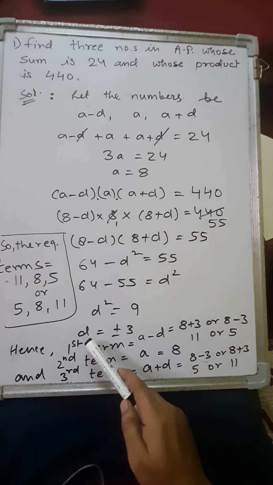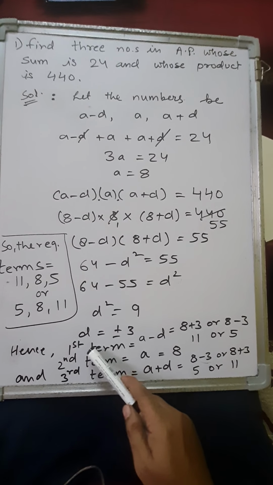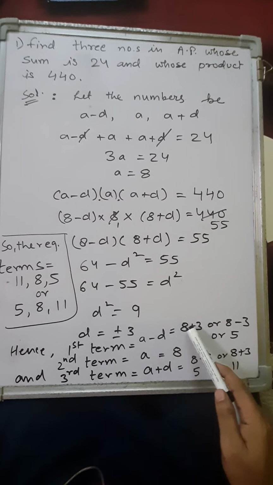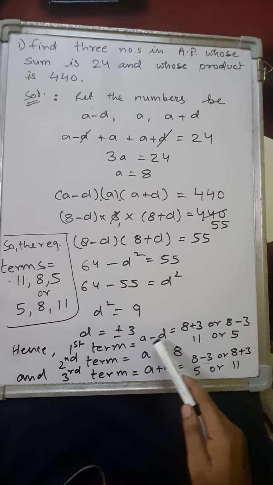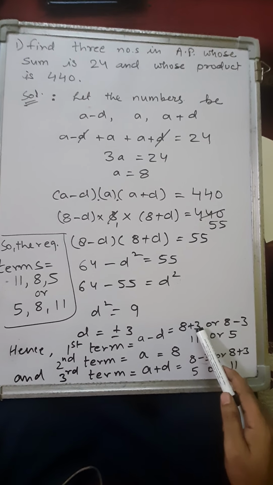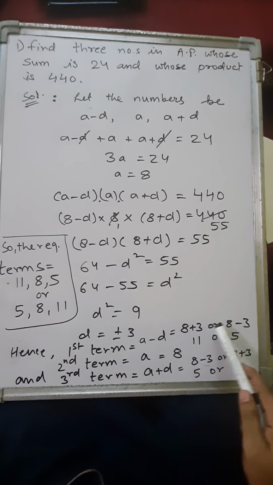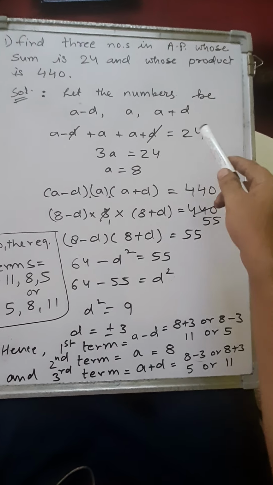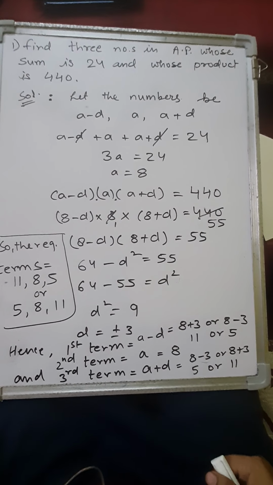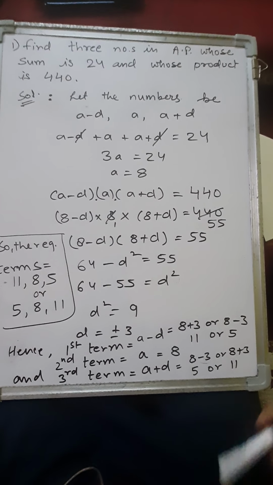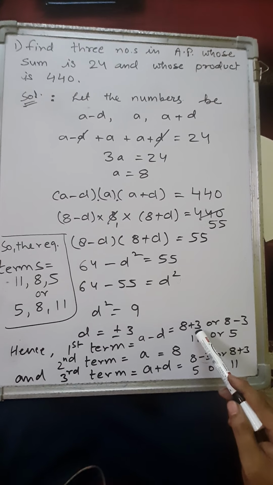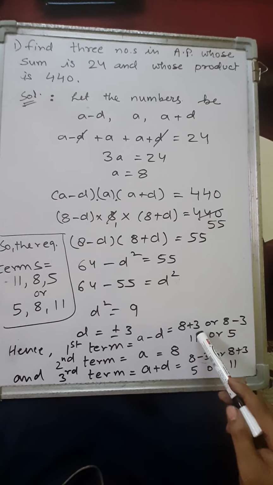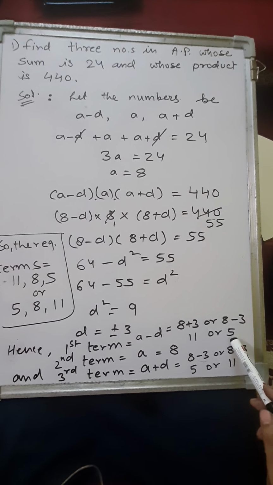Now when we put it in the first term that we have assumed, A minus D, D will be minus 3 or plus 3. So A minus D will be either 8 plus 3 when we put minus 3 here, or 8 minus 3 when we put plus 3 in this term, A minus D. Either plus 3 or minus 3. Right. So 8 plus 3 is 11 and 8 minus 3 is 5.